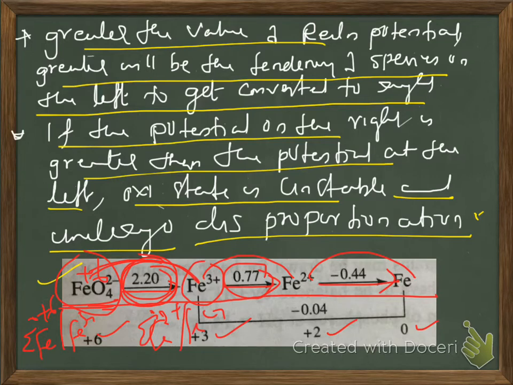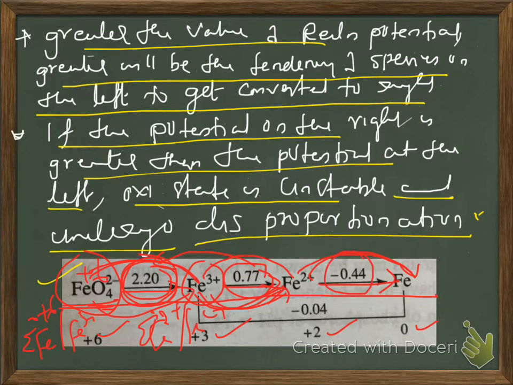In the same way, Fe3+ also has the tendency to get reduced to Fe2+ by accepting 1 electron, and that tendency is 0.77, but it is less than this tendency. So FeO4 2- to Fe3+ conversion is more spontaneous, and the conversion from Fe3+ to Fe2+ is also spontaneous, but that spontaneity level is somewhat less. Then Fe2+ to Fe reduction is somewhat impossible because the reduction potential is negative.